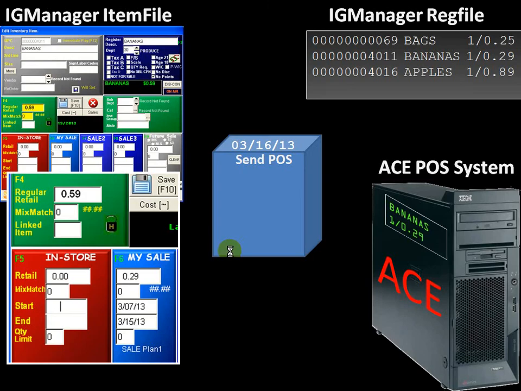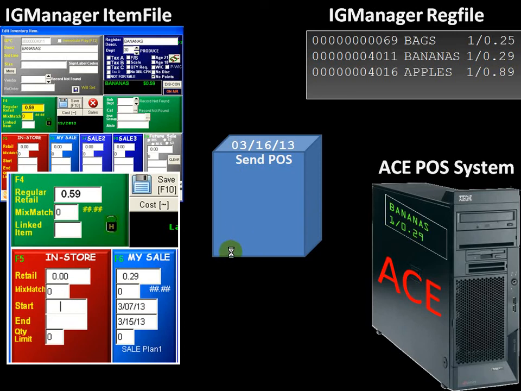Now, let's see what happens when this item goes off sale, which would be the first send on the 16th. So the morning of the 16th, we still have the same situation. The bananas are selling for 29 cents. Reg file knows it's 29 cents, and everything's fine.